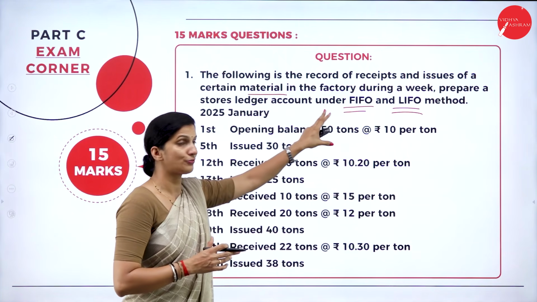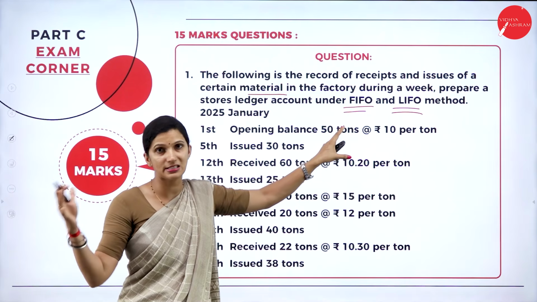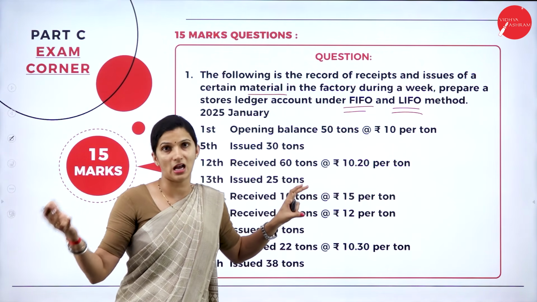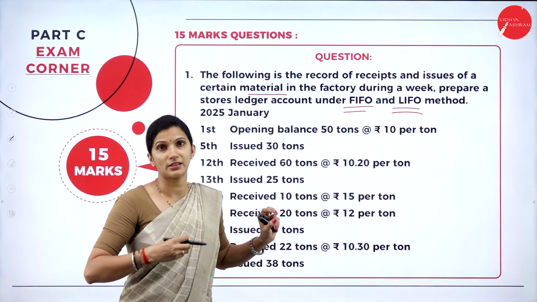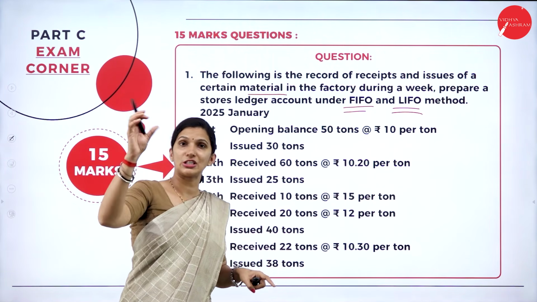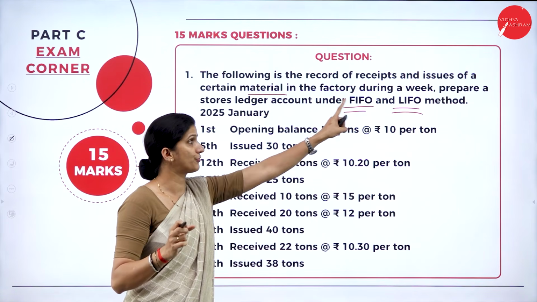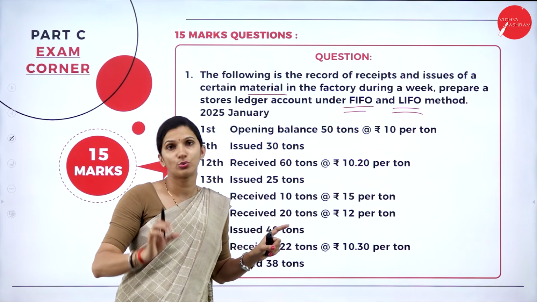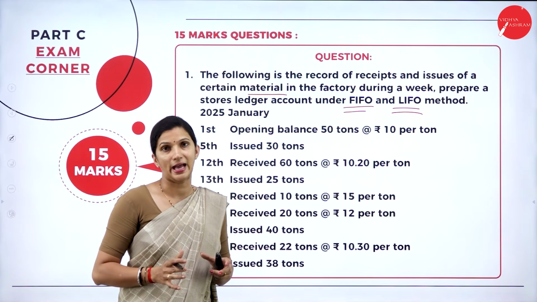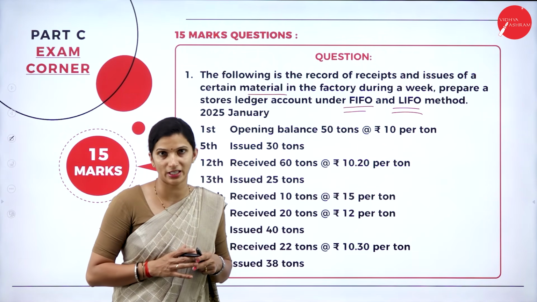So as we all know, FIFO means first in, first out. And LIFO means last in, first out. The only difference here is, whenever you need to issue the material, under FIFO you will issue from the first lot, and if you are following the LIFO method, you will issue from the last lot. So those are the 2 differences that we have in the preparation of store's ledger account.